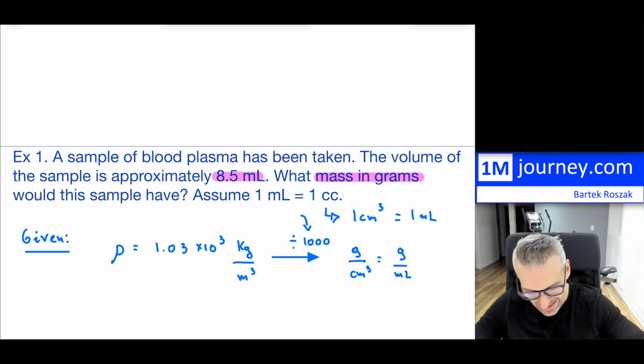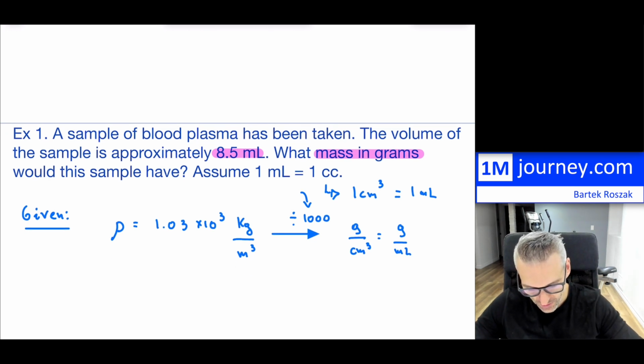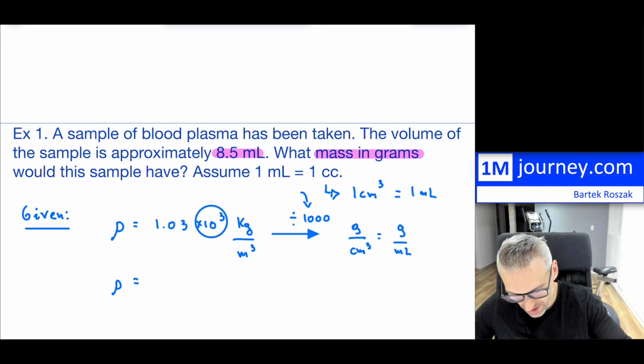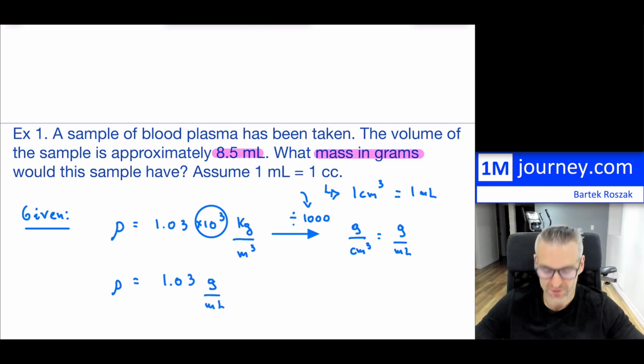Now, that's going to be something that you can do. But this is a very good trick, which means that all you're doing is, if you divide by 1,000, that means this whole thing is going to be gone. So this is going to be 1.03 grams per milliliter. So that's what you have.